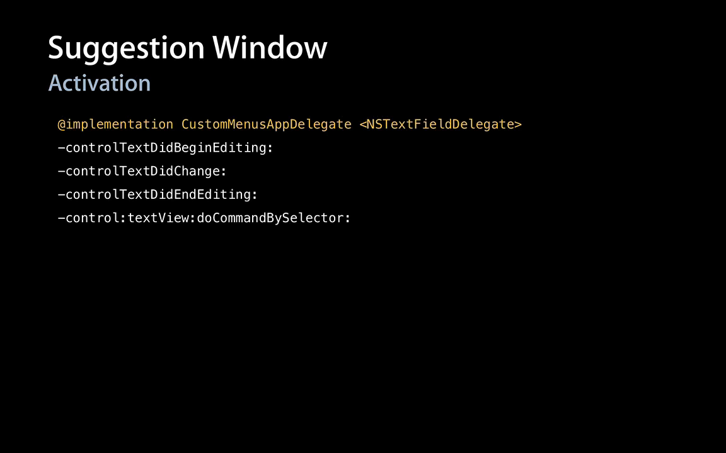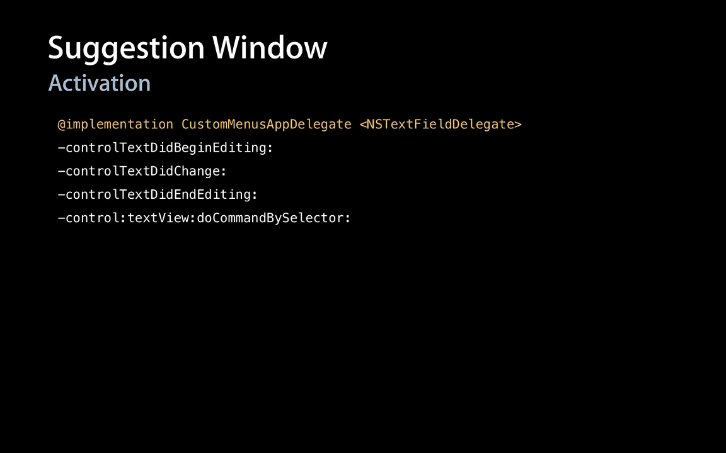controlTextDidChange. We'll probably need to modify our suggestions, or maybe we no longer have suggestions. We need to dismiss our suggestions window. Or maybe for some reason it was dismissed, and now we do have suggestions, so we need to make it reappear. controlTextDidEndEditing. We'll implement that one and dismiss our suggestions window, because the user has either committed whatever they had typed, or some other means canceled that, or perhaps key focus changed. So we'll need to dismiss our suggestions window.